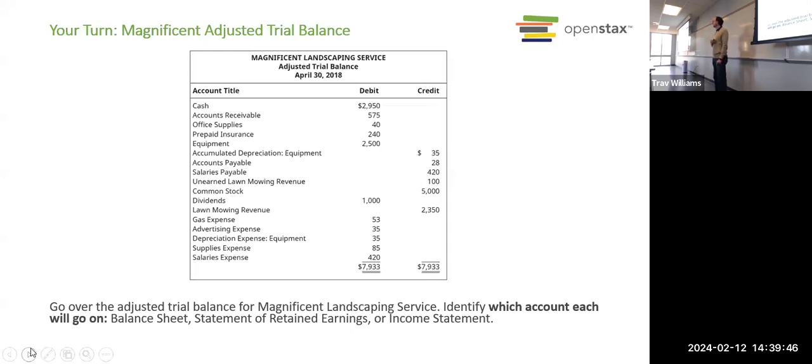Dividends. They go on the retained earnings page. Then we have our revenue and expense accounts. Where do those go? Yes, the income statement, right? Okay. So I think that's enough for now. So let's go ahead and take our 10-minute break, and then we'll work on the exercise set.